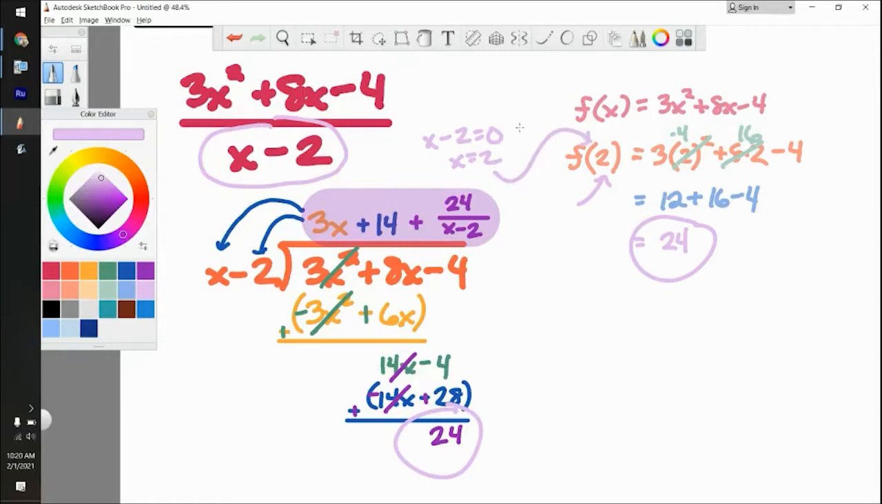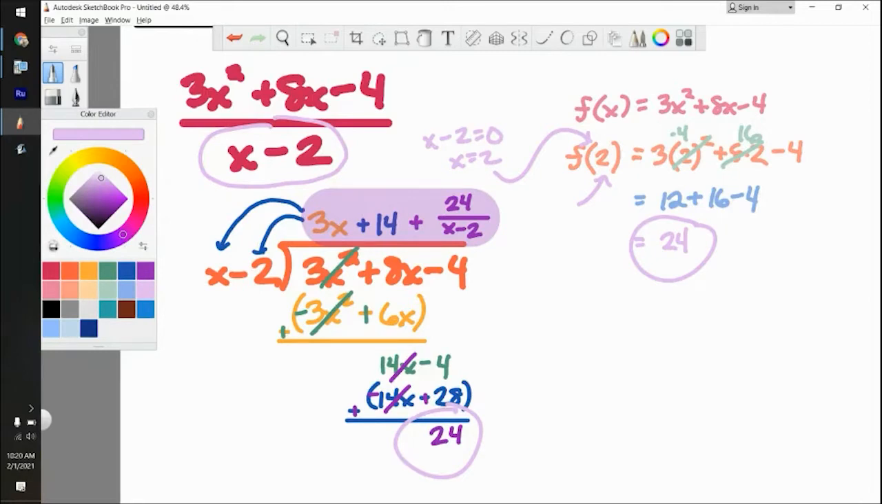You throw the 2 into the top equation wherever there's an x, and then you will get what the remainder is. Okay? That's what remainder theorem is all about. If you plug it in directly, after you do that x minus 2 equals 0 and solve for that, it will tell you what the remainder is. Pretty much all of remainder theorem.